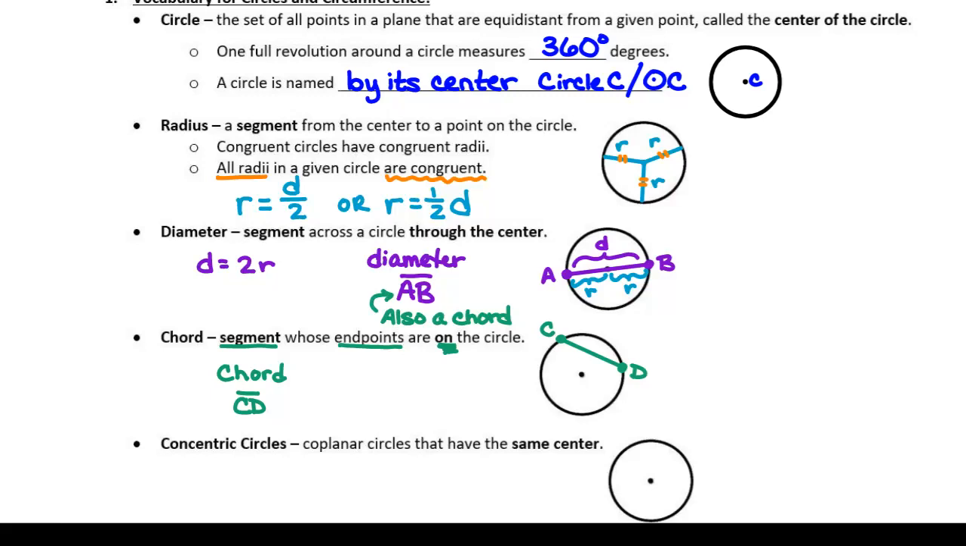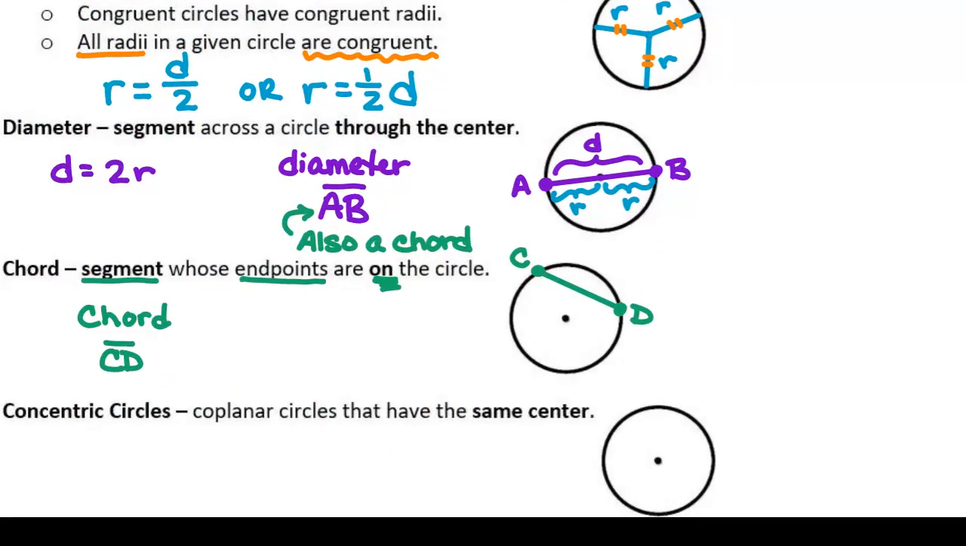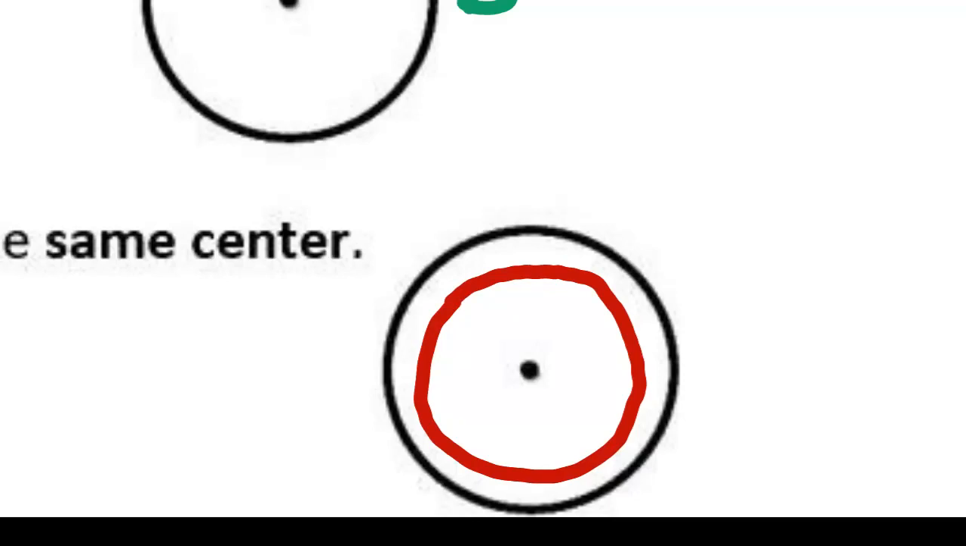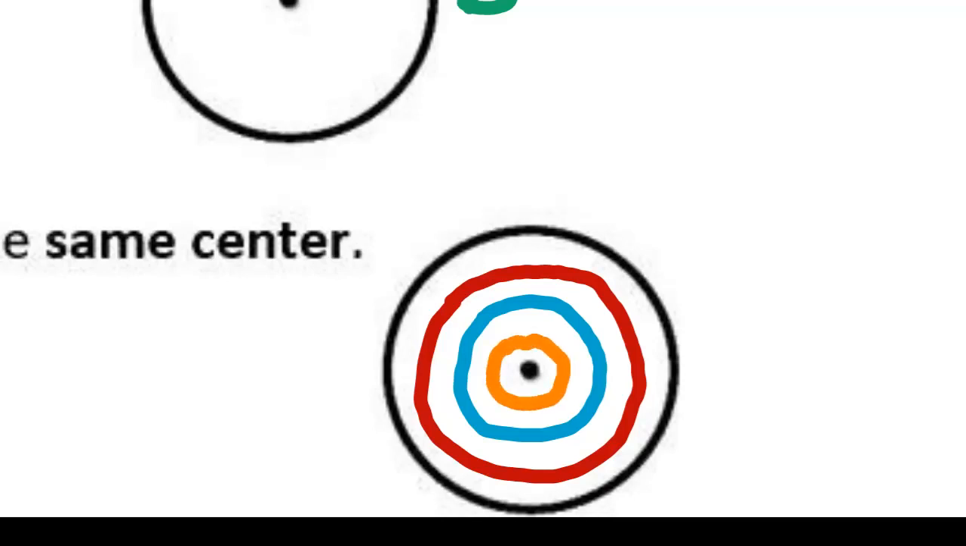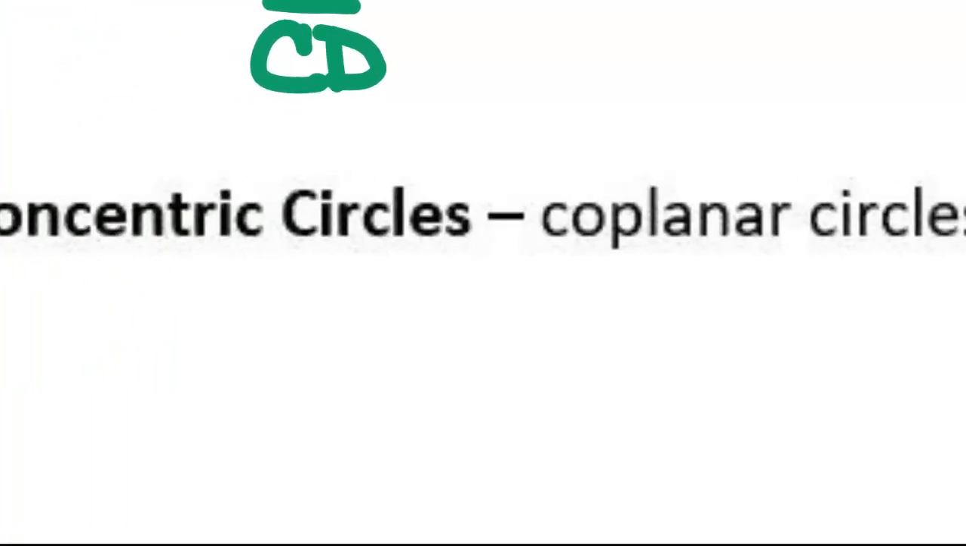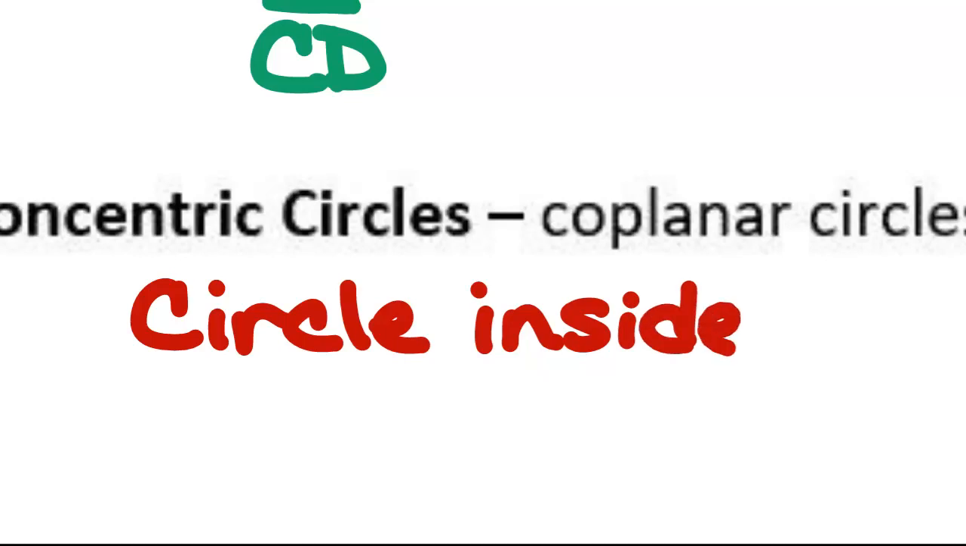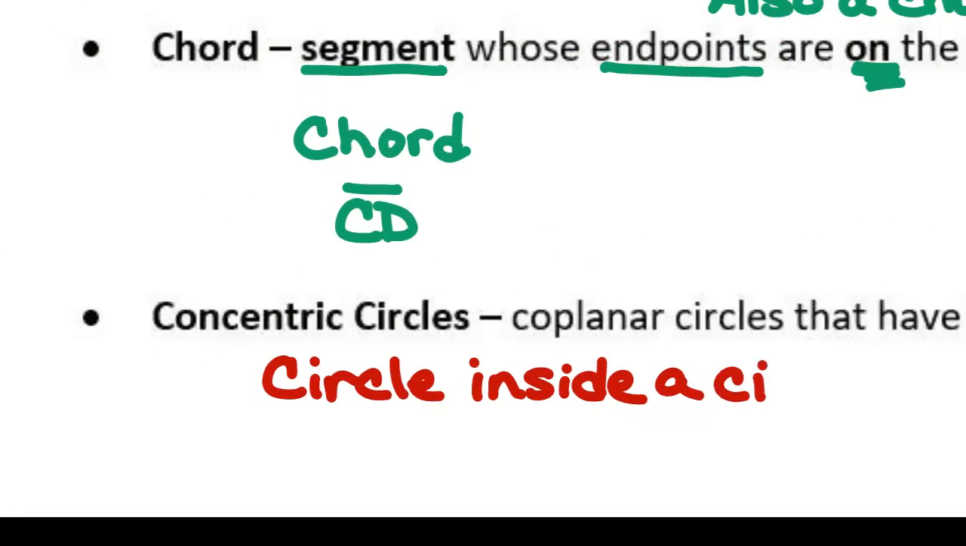And then the last thing that I kind of want to talk about before we move on to naming pieces of circles and trying some practice problems is this idea of concentric circles. Concentric circles are coplanar circles that have the same center. So I'm not very good at drawing circles, forgive me. But these would all be concentric circles. You don't have to have multiples of them, but it'd be a circle inside of a circle. I think it kind of looks like a target.